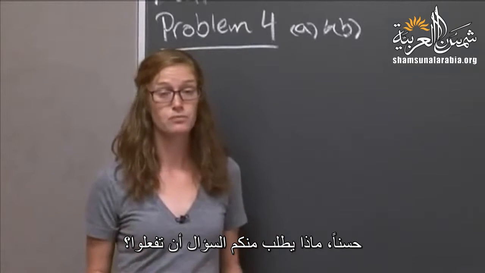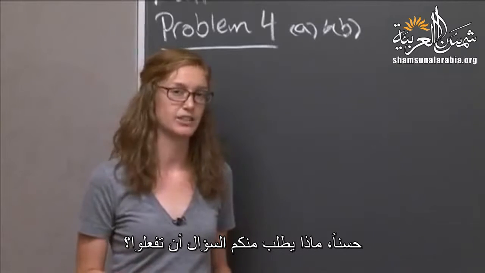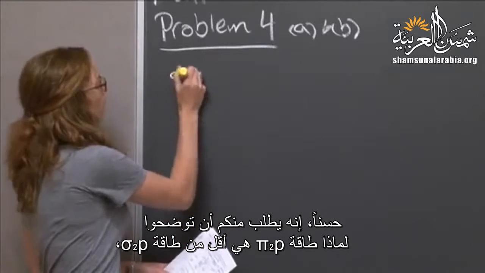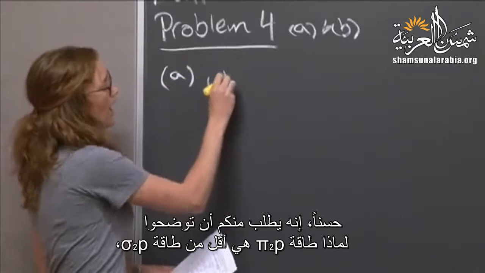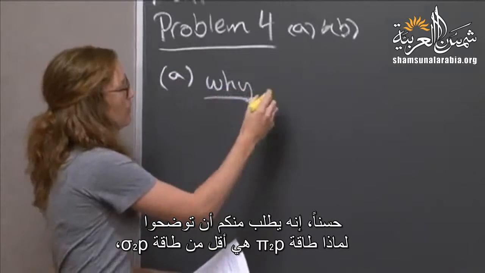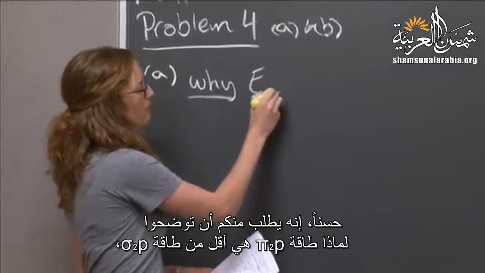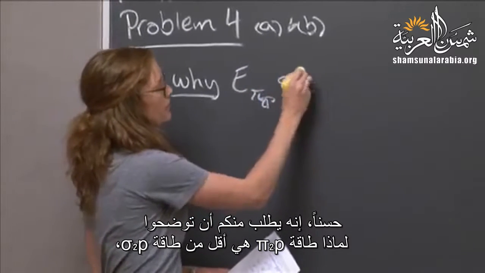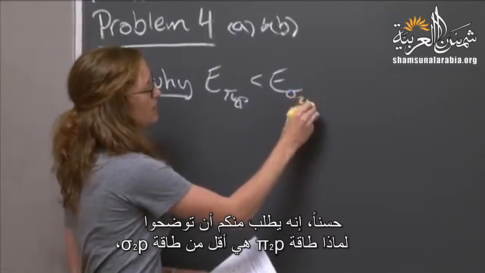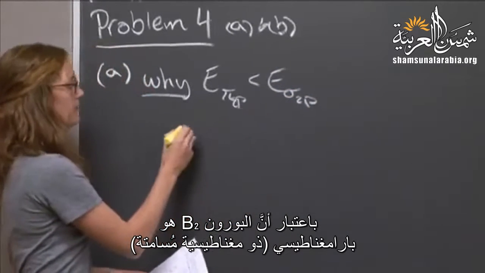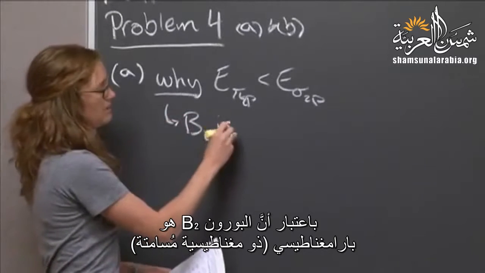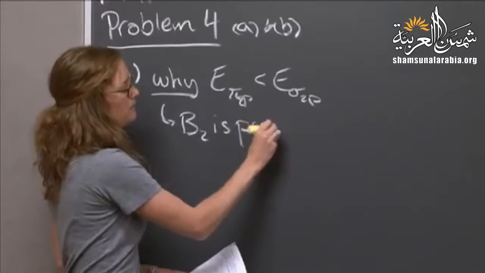Okay, so what is this question actually asking you to do? Well, it's asking you why the energy of the pi 2p is less than the energy of the sigma 2p, given that boron 2 is paramagnetic.